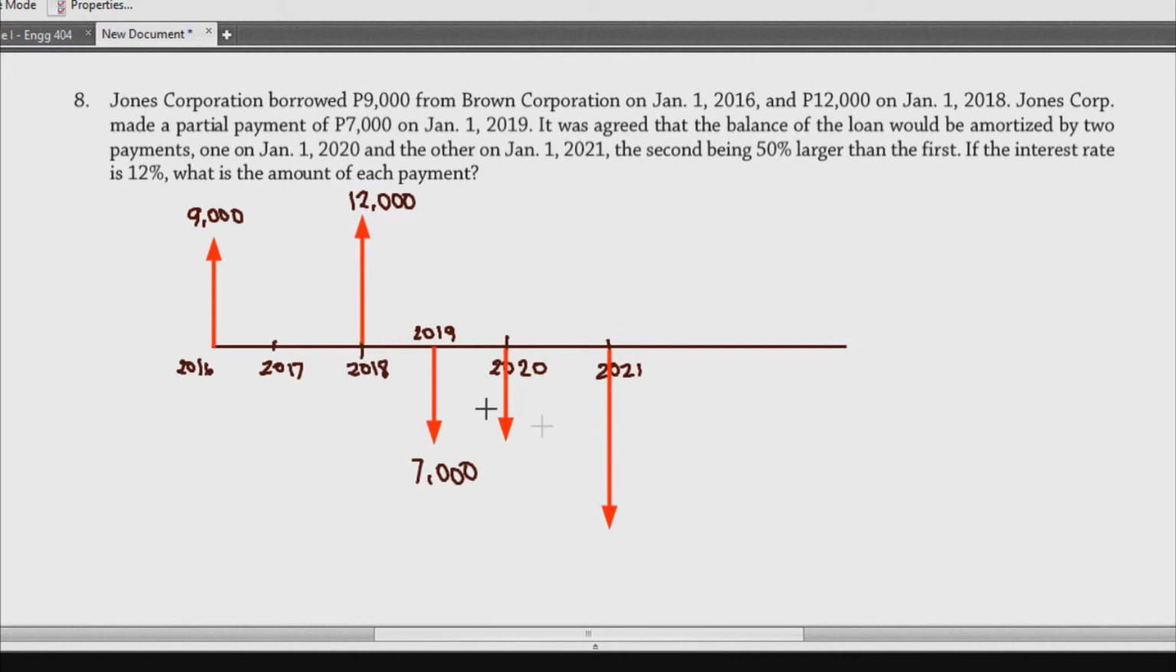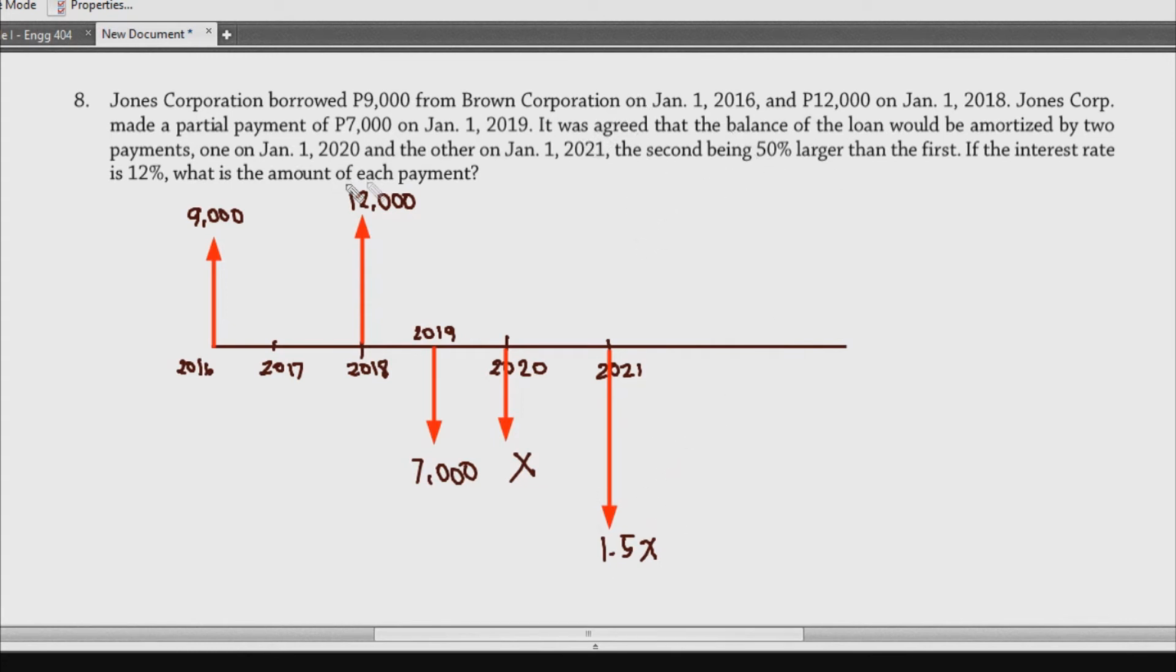So, yung 2020 at 2021, magkaiba sila ng payment kasi sabi dito, your 2021 should be 50% larger than the first. So, yun. And then 2020 is assuming natin na at a certain value, no? So, therefore, kung halimbawa ang ating payment for 2020 is, let's say, X, okay? So, therefore, your payment for 2021 would be X plus 50% larger. So, that is X plus 0.5X, which gives us 1.5X. Okay, so this is 50% larger than the first.